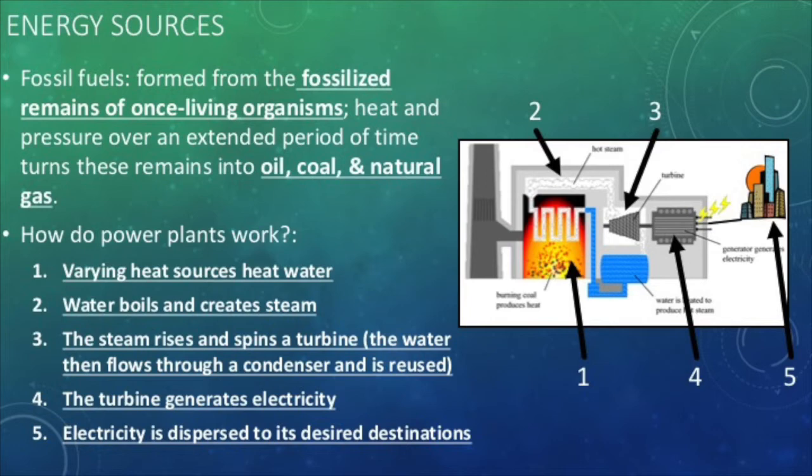The heat is used to boil water, which eventually creates steam. The steam rises and spins a turbine, which is connected to a generator. The generator generates electricity, hence its name, and the electricity is then sent from the plant to your house or business. The steam is condensed and used over again.